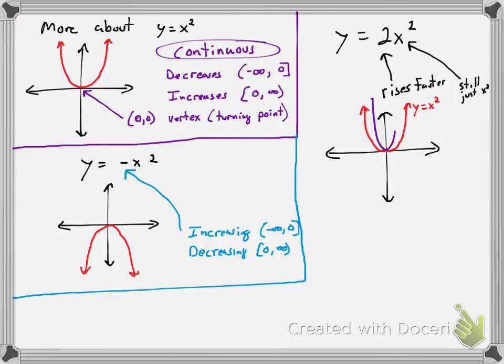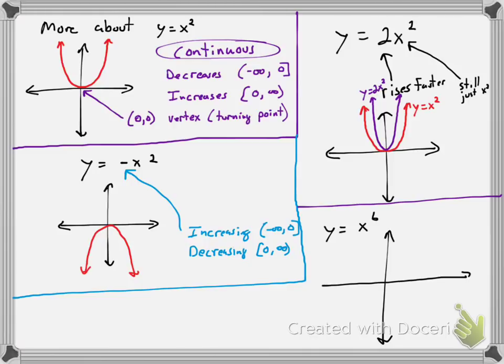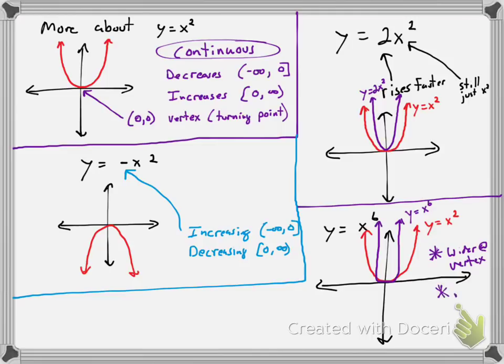Okay, again, at any time, stop the video, take the notes. Okay, the purple graph, y equals 2 times x squared, see how it rises faster than y equals x squared. It's still kind of pointed at the vertex. x to the 6th versus x squared, x to the 6th rises faster, but look around the vertex, x to the 6th is wider. Okay, continuous and increasing and decreasing, all the same for those.